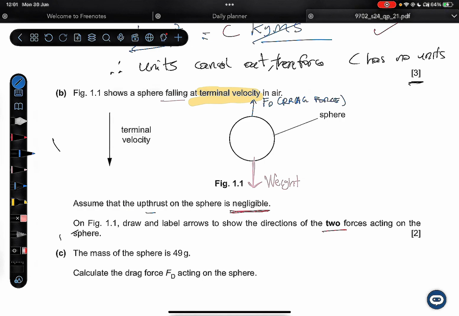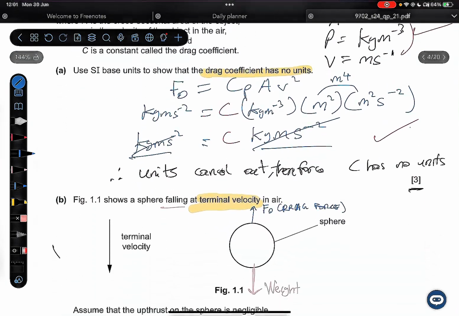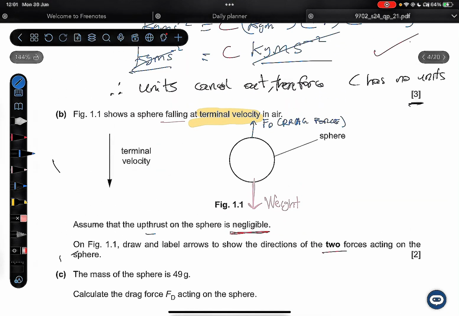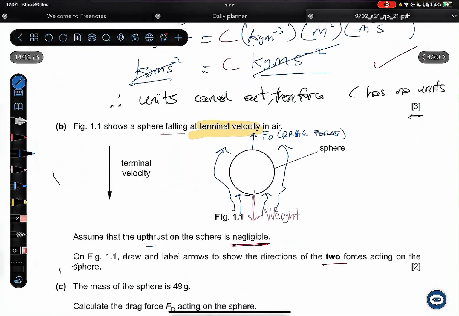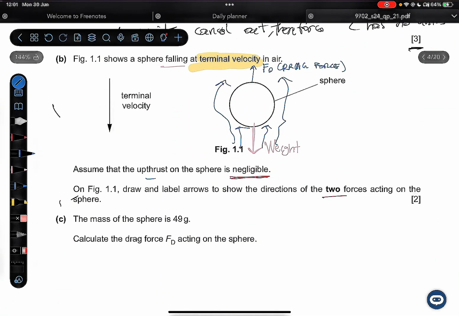So there's air moving around the object, streams of air. And these streams of air are going to be exerting an upward force on the object called drag force. So those are the two forces. All you need to draw to get your marks in such a question would be this arrow here and this arrow here, vertically downward and vertically upward. And that is all you need.